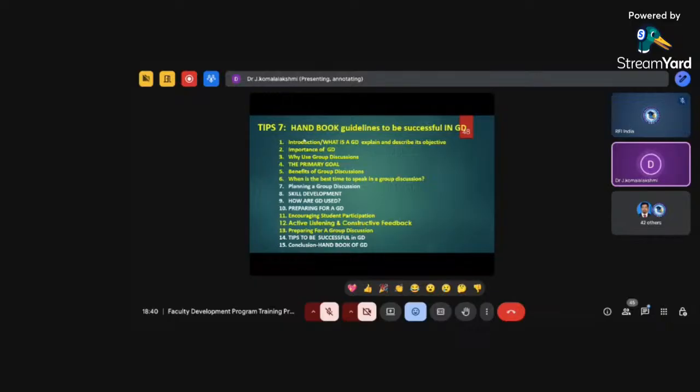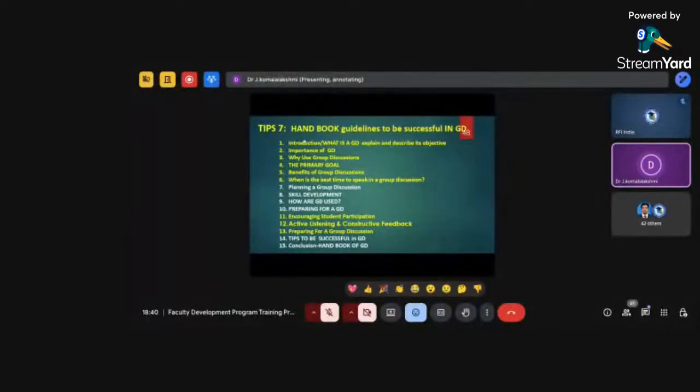Before K, they are unknown. They do not know anything. So this handbook helped them to move from the unknown stage to the knowing stage. So for which we are preparing this handbook.